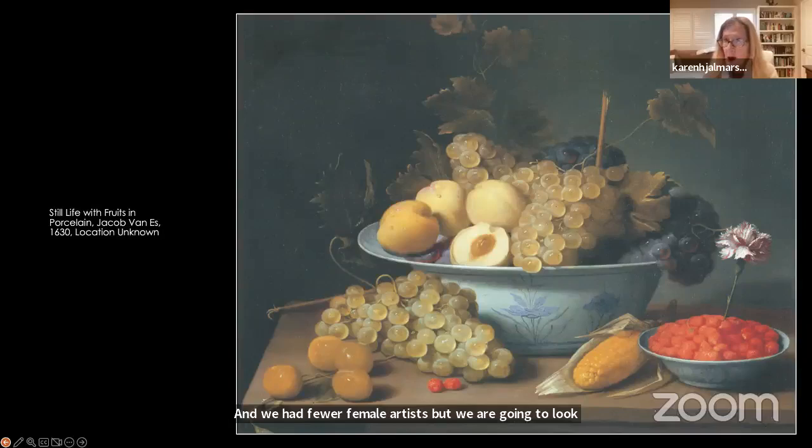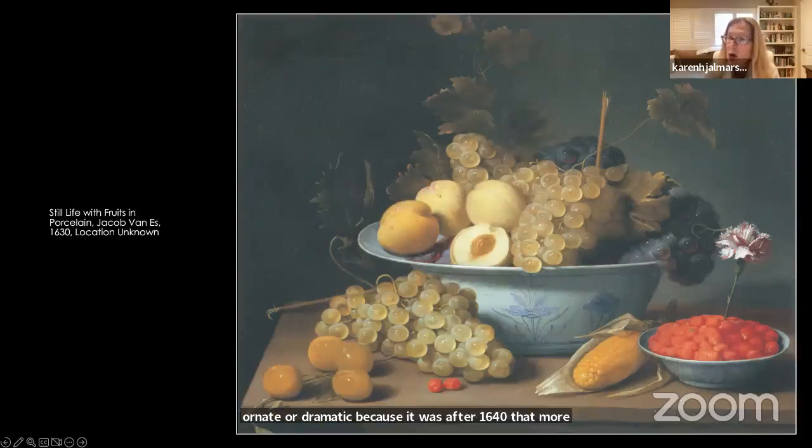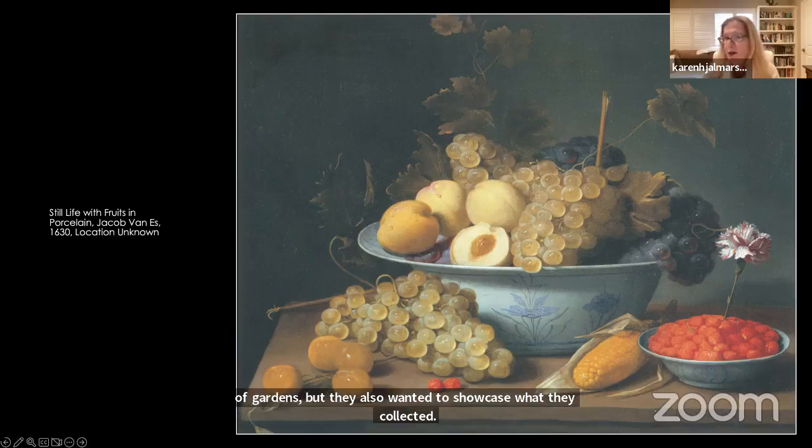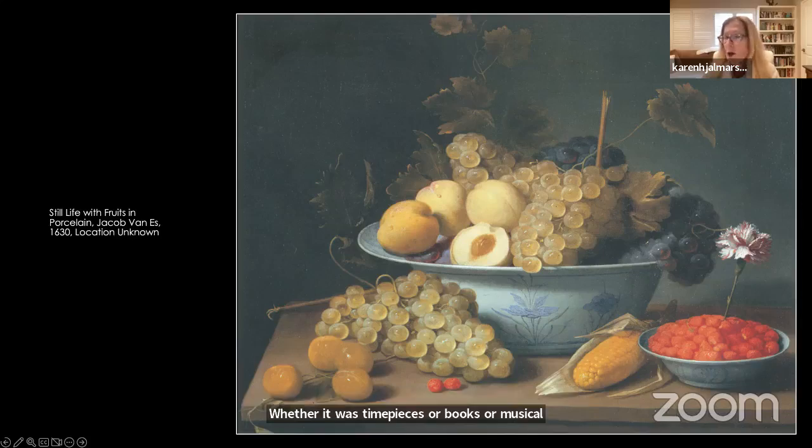So this is a beautiful Wanli bowl, probably from the Ming Dynasty. And if you look at the date 1630, you might note that before 1630, the objects selected for still life, stilleven, were often not as ornate or dramatic because it was after 1640 that more exploration, trade, and colonization was occurring. And so traders were bringing back beautiful objects that artists would see, collectors would love to showcase, because a lot of these still lifes not only were showcasing the botanical bounty of gardens, but they also wanted to showcase what they collected, whether it was timepieces or books or musical instruments or porcelain. They wanted to showcase what they had collected.